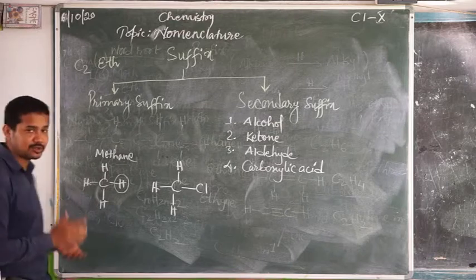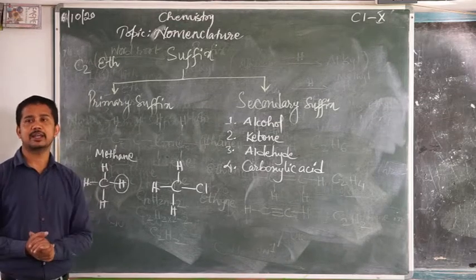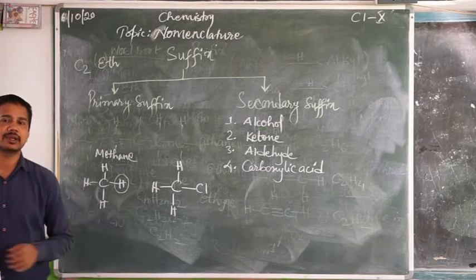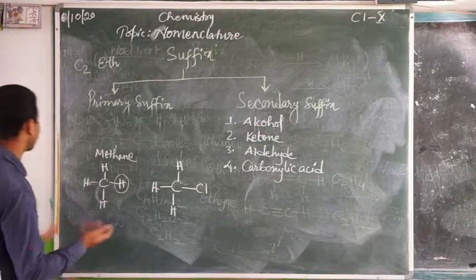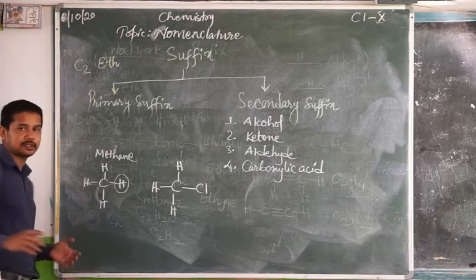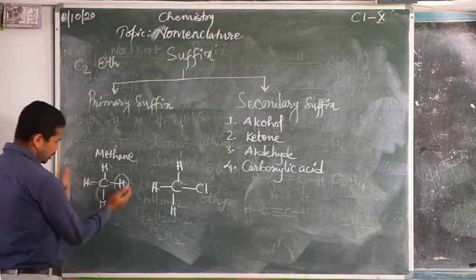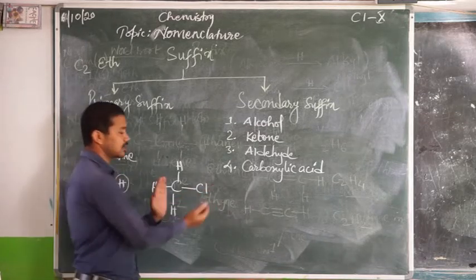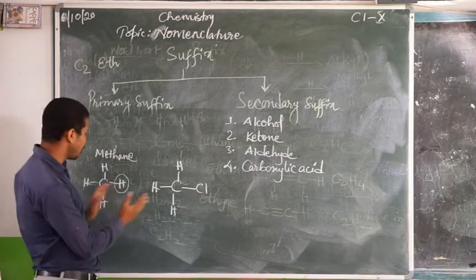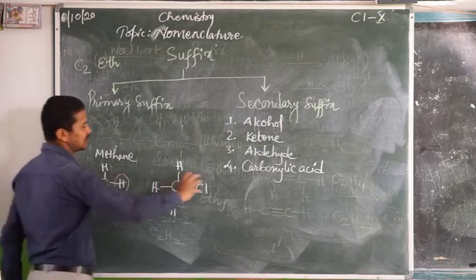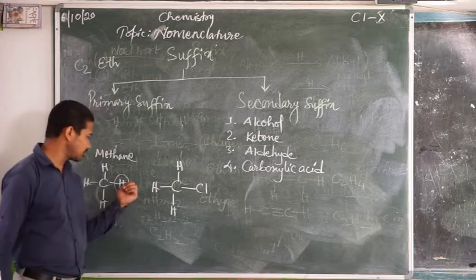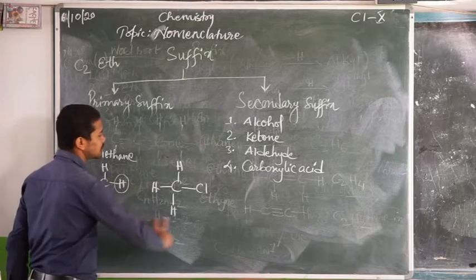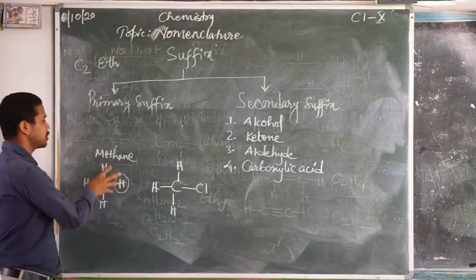A functional group is a heteroatom or group of atoms which is joined with organic compounds in a specific manner and totally changes the chemical properties of the compound, and is responsible for the change in chemical properties. So here the properties of methane are totally different from the properties of this compound. Only what I have changed is that one hydrogen is replaced by one chlorine atom. But the property of this compound will be totally different from the properties of methane.